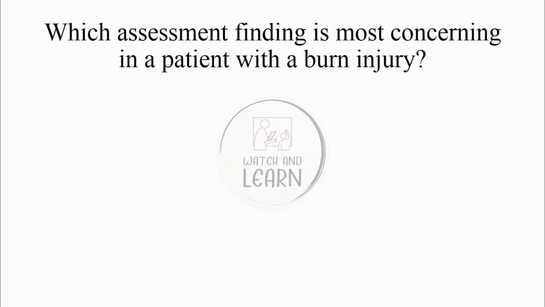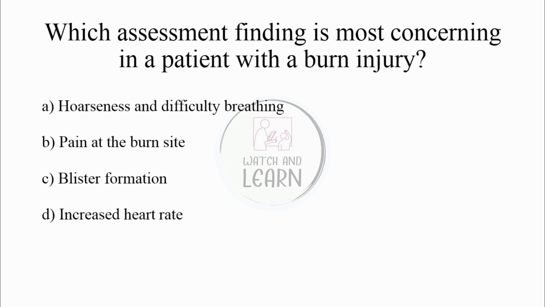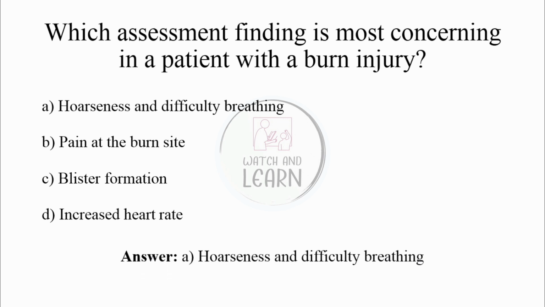Which assessment finding is most concerning in a patient with a burn injury? Options are option A hoarseness and difficulty in breathing, option B pain at the burn site, option C blister formation, option D increased heart rate. The right answer is answer A hoarseness and difficulty breathing.